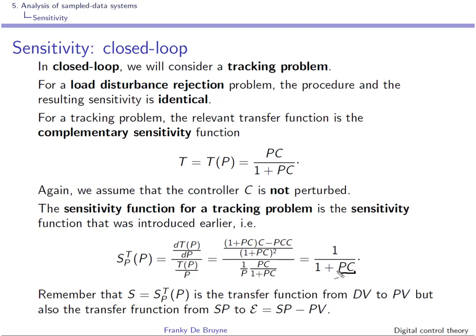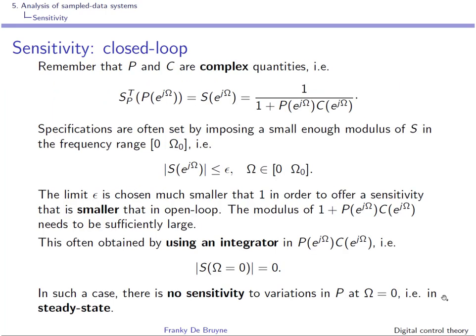So in frequency ranges where the loop gain is high, typically in the low frequency range, and this is what we'll investigate now. We will now investigate this sensitivity function in the frequency domain, and in this case P and C are complex quantities. This sometimes comes as a surprise to some students, but it shouldn't. Remember that Z is the exponential of TSS. This is the link between the Z variable and the S variable.